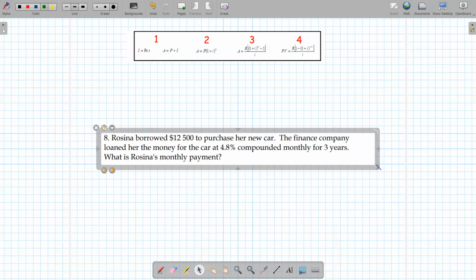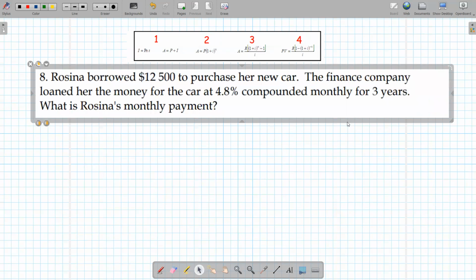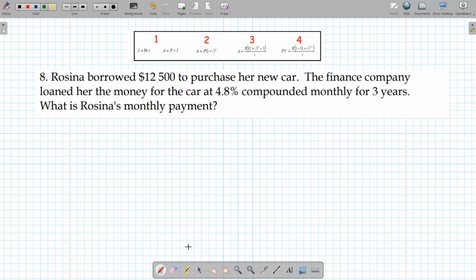This one's going to be realistic because when you have to borrow money, it's realistic, but when they have to give you money, it's unrealistic.